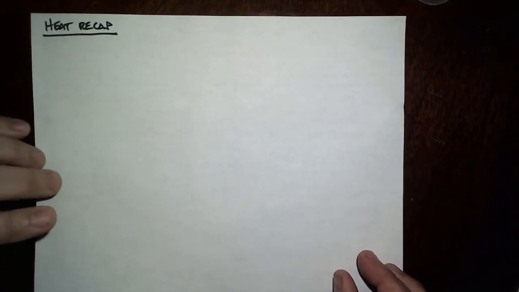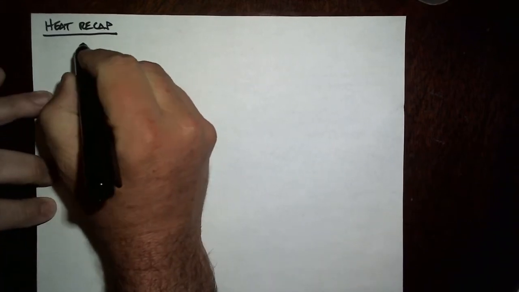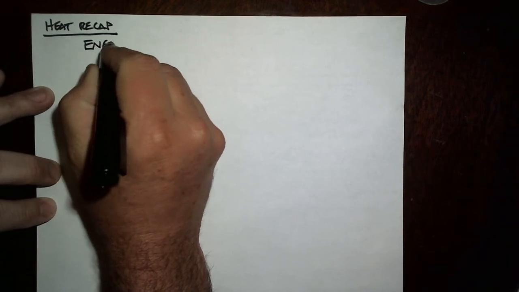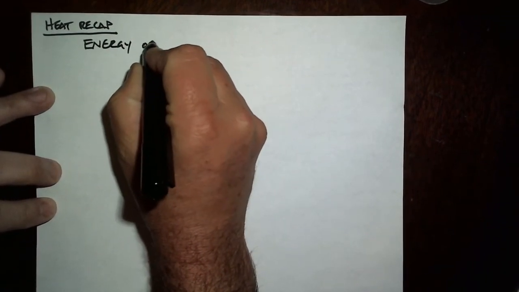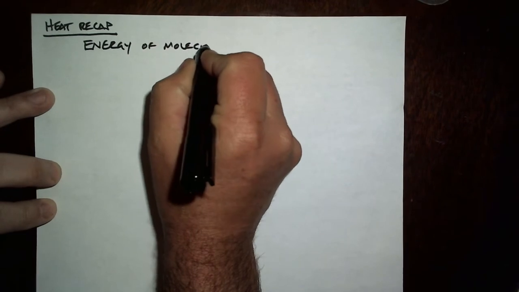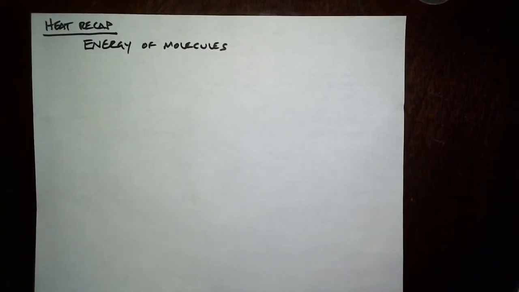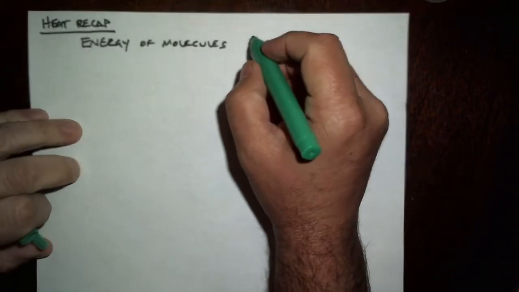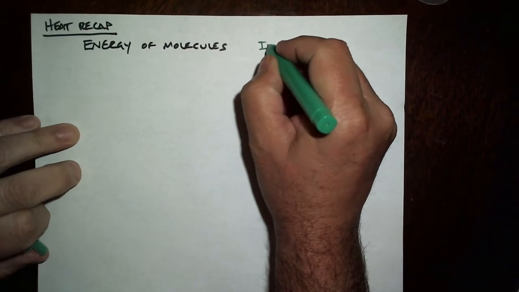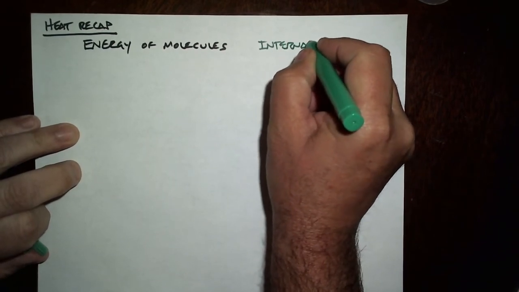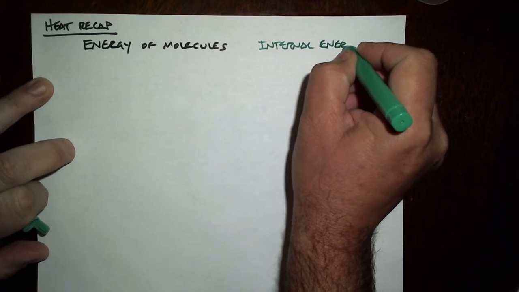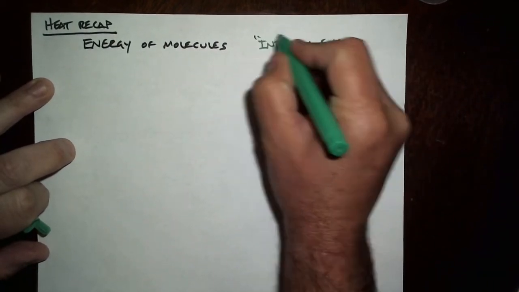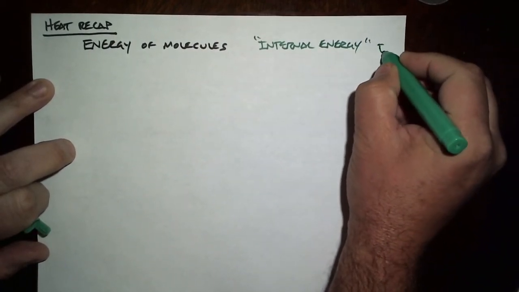We're going to give you a quick recap on what we learned about heat. Heat is the energy of moving molecules, and as a result, it's really hard to keep track of. The actual amount of energy inside of something with all of its molecules jiggling and wiggling is called the internal energy, and it's abbreviated with the letter U.